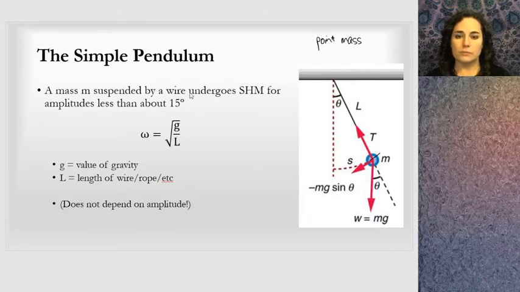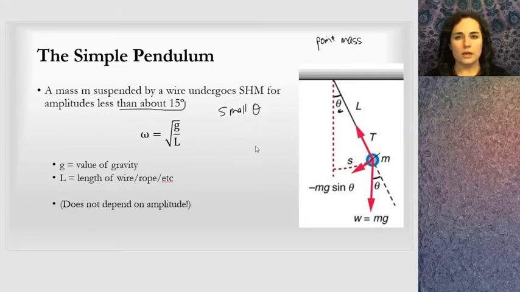This is a mass suspended by a wire that undergoes simple harmonic motion for amplitudes less than about 15 degrees. So this is what we call small theta, so that this angle is not very large. If it gets too large, it will not exhibit simple harmonic motion. So we're going to keep it small enough that it will exhibit simple harmonic motion.